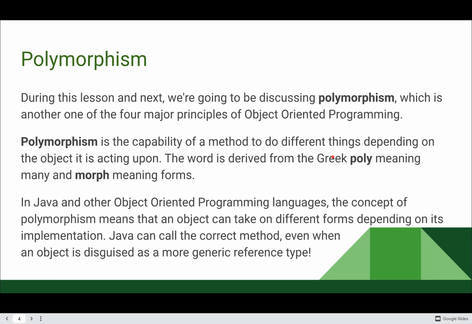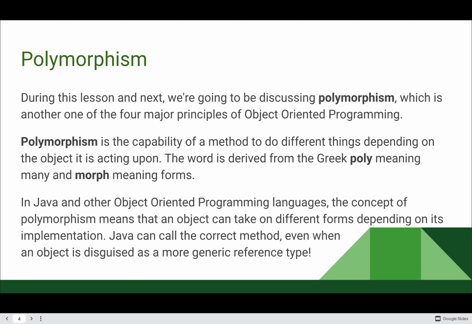So during today's lesson and our next lesson, we're going to be discussing something called polymorphism, which is one of the other four main principles of object-oriented programming. Inheritance and polymorphism are pretty closely intertwined, which is why we're talking about it during this unit. So polymorphism is the capability of a method to do different things depending on the object it is acting upon. The word, when you split it into its base parts, comes from the Greek poly, which means many, and morph, meaning forms. So many forms are objects that do different things.